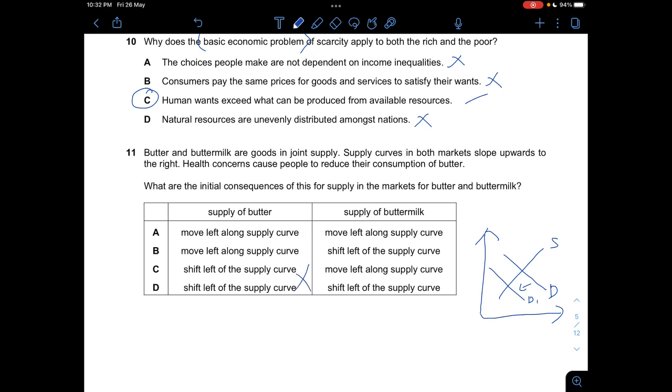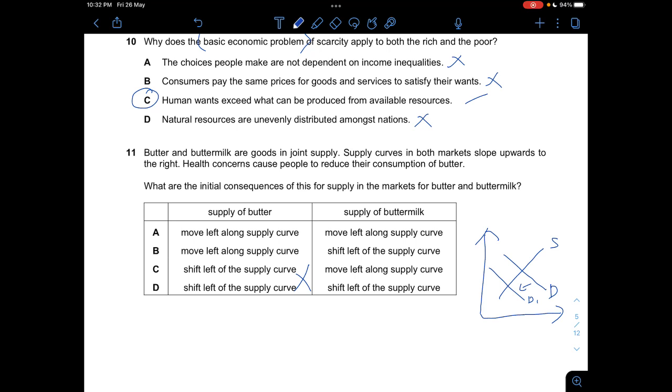And then for supply of buttermilk, because of the fact that the supply of butter moves left, that means that your supply of buttermilk, because it is in joint supply, will shift to the left. There will be a decrease in supply for buttermilk, as there's already a movement to the left along the supply curve for the supply of butter because of less demand.